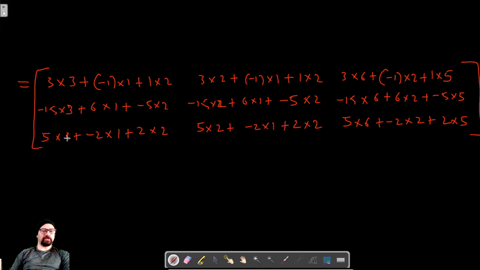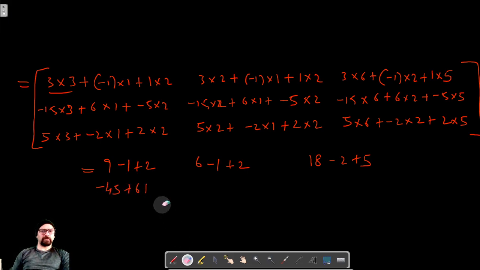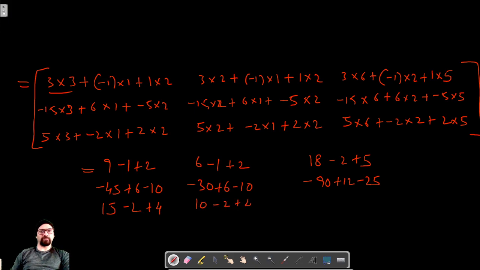And this should give us the answer. So this is now equal to 3 into 3 is 9 minus 1 plus 2, 6 minus 1 plus 2, 18 minus 2 plus 5. Then minus 45 plus 6, minus 30 plus 6, minus 90 plus 12 minus 25. And then 15 minus 2 plus 4, 10 minus 2 plus 4, 30 minus 4 plus 10.